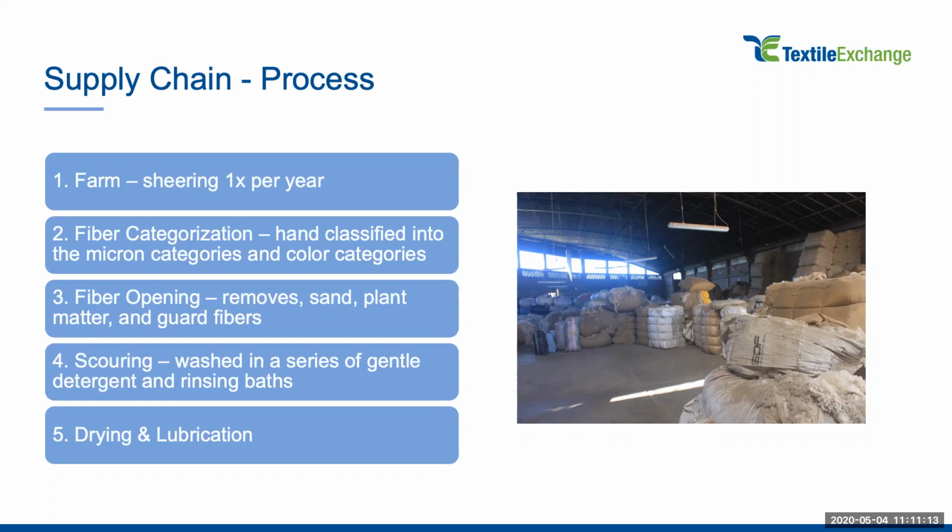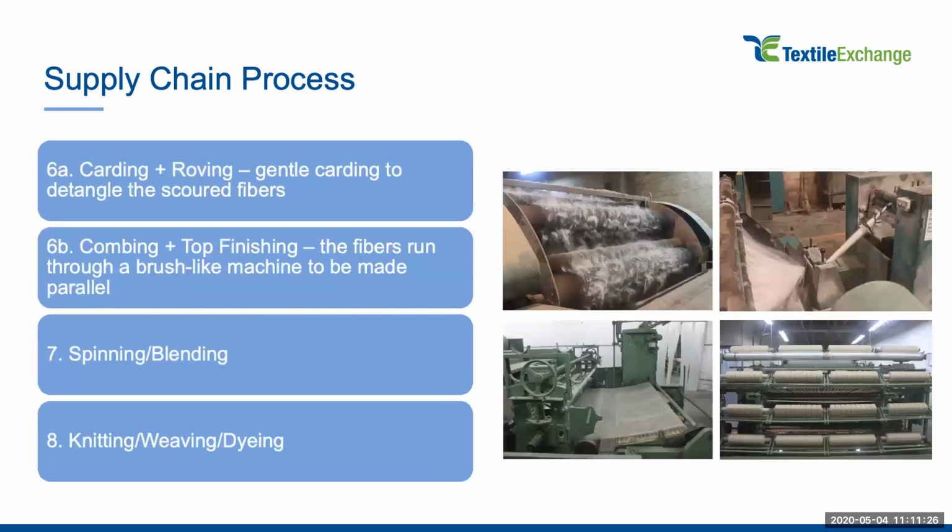After that, it goes through very similar processes in terms of the fiber opening to remove the byproducts and the guard fibers, the scouring, like we mentioned before, with the series of gentle detergents, drying and lubrication phase, and then on into your yarn processing, whether you're carding and roving for a woolen yarn or combing and top finishing for a worsted yarn, and then on to the spinning, blending, and knitting, weaving, and dyeing.